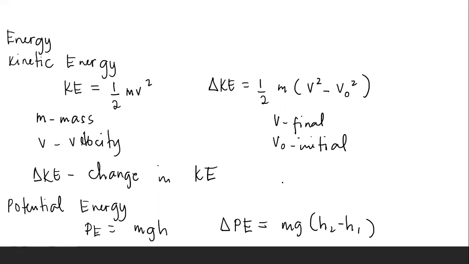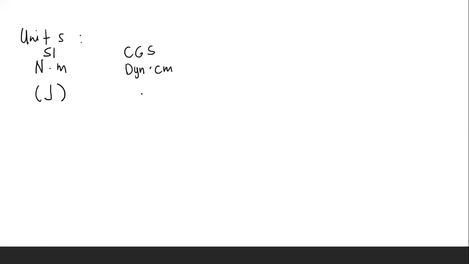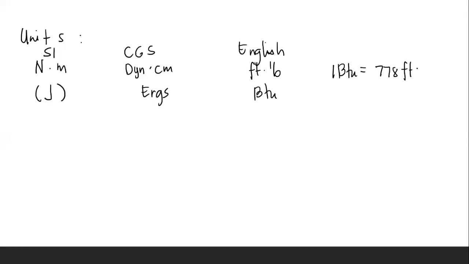What are the units? We have newton-meter, or joule, the same unit as work. That is for the SI. For the CGS, we have dyne-centimeter, or ergs. For the English system, we have foot-pounds, or BTU. One BTU is equal to 778 foot-pounds.